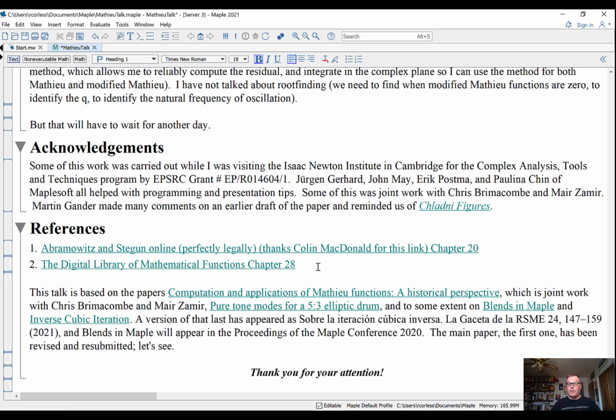Now, I'm very proud of the fact that a version of that paper has now appeared in La Gaceta de la RSME, which is the Royal Spanish Mathematical Society, and it's a paper in Spanish. So if you want to read a paper of mine in Spanish, away you go.